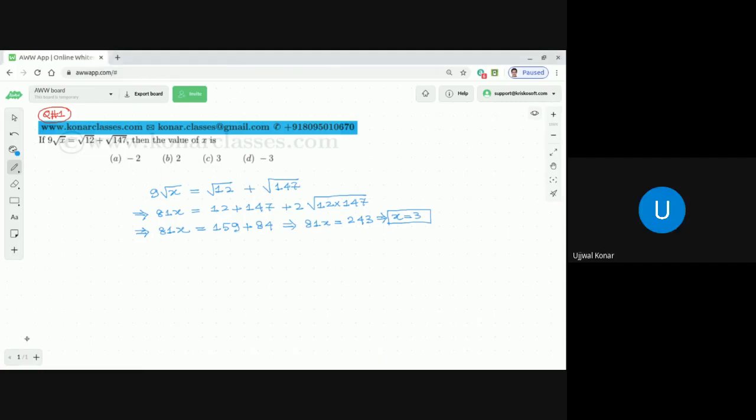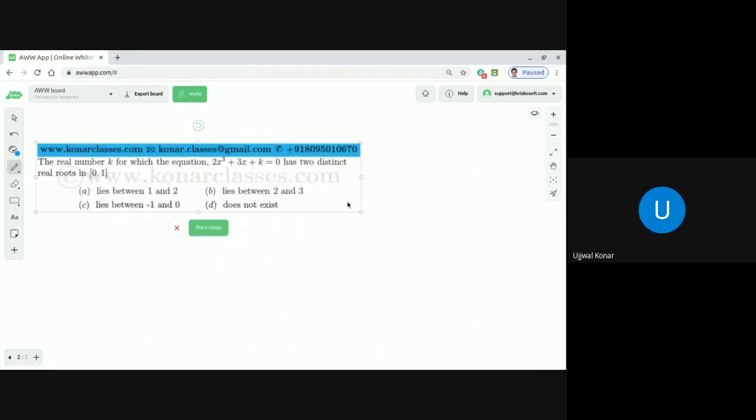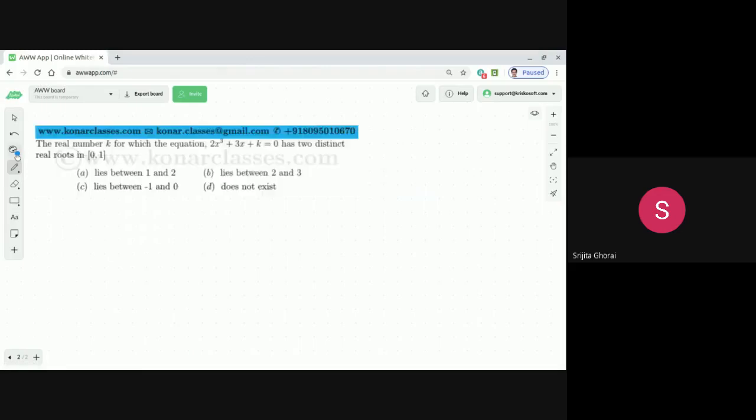The next question, dear students, is this one. The real number k for which the equation 2x cubed plus 3x plus k equal to 0 has two distinct real roots in the closed interval 0, 1.